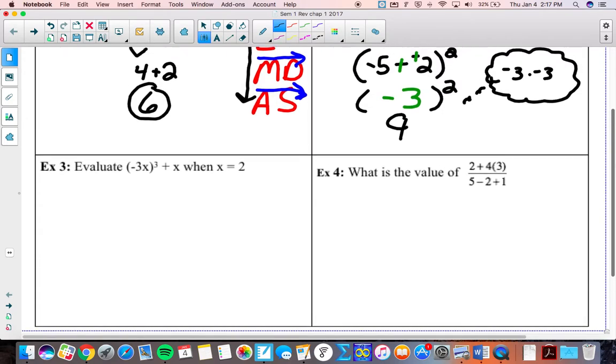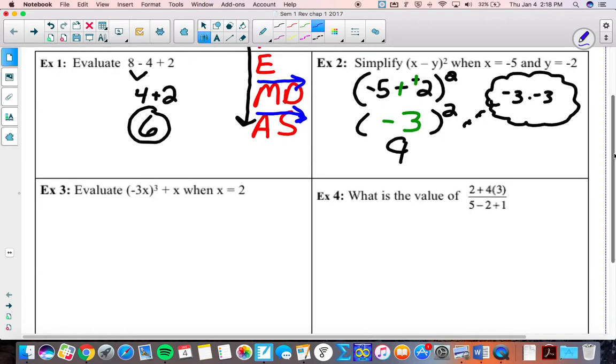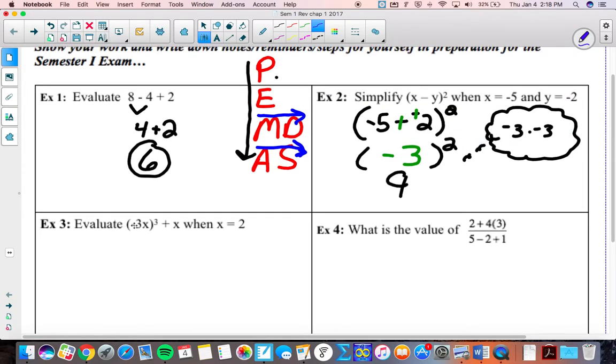Let me scroll up a little bit so we still have our order of operations. It looks like number 3. We're going to evaluate this expression when x is 2. So again, substitute 2 in place of x. So it was negative 3 times x. Now it's negative 3 times 2. And I'm dropping down the other symbols. And then don't forget this plus x.